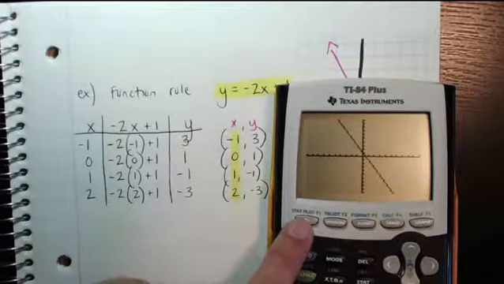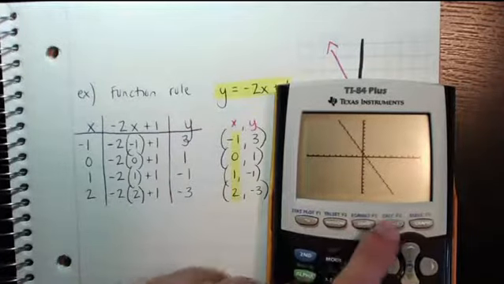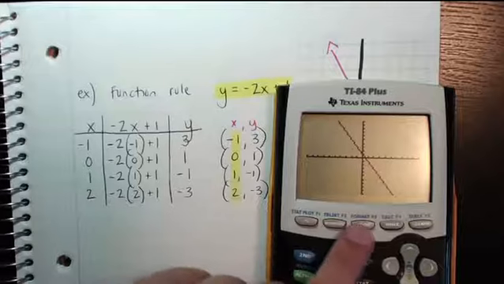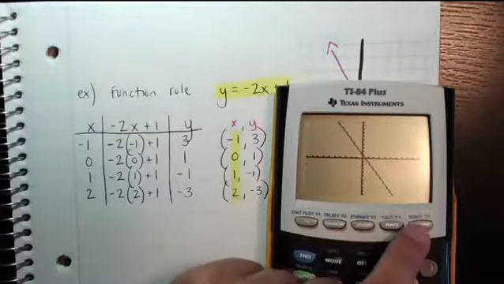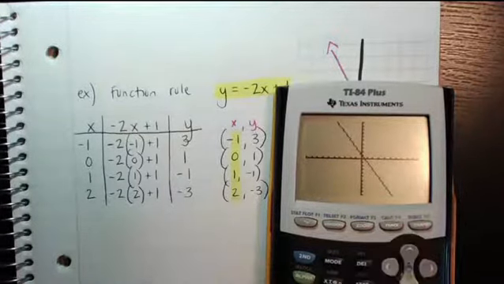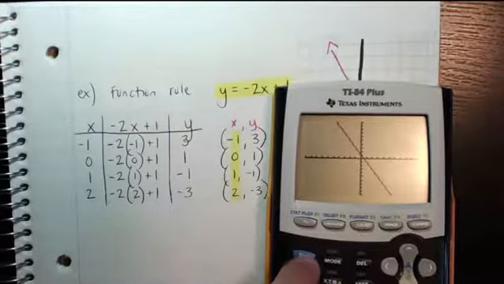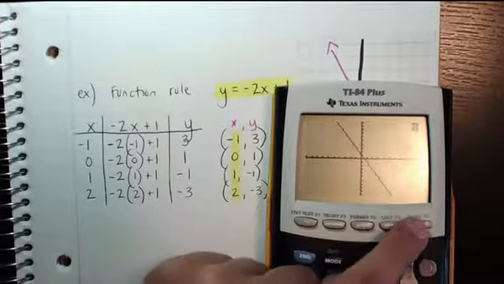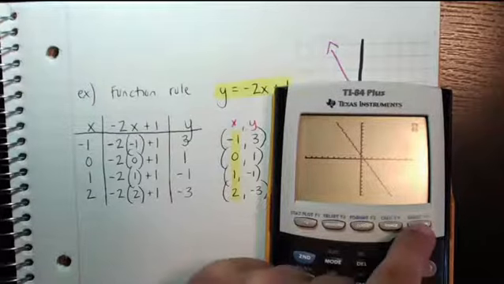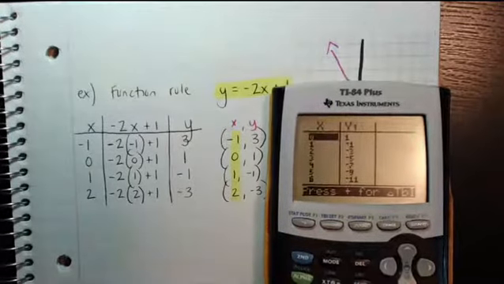Okay, notice the blue words at the top where it says stat plot, table set, format, calc, and table. We want to go to that table. So push the blue button, second, and then if I push that graph button, it will take me to the table because the table's in blue.